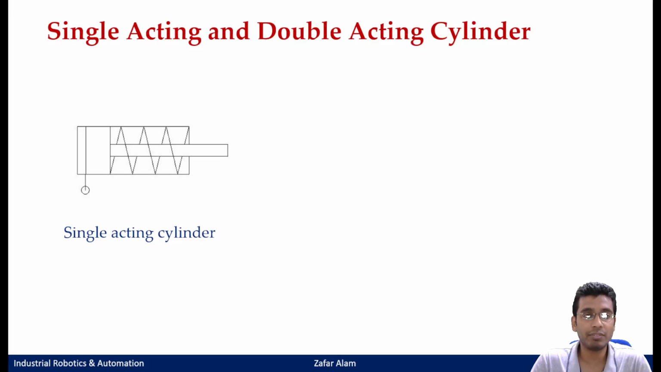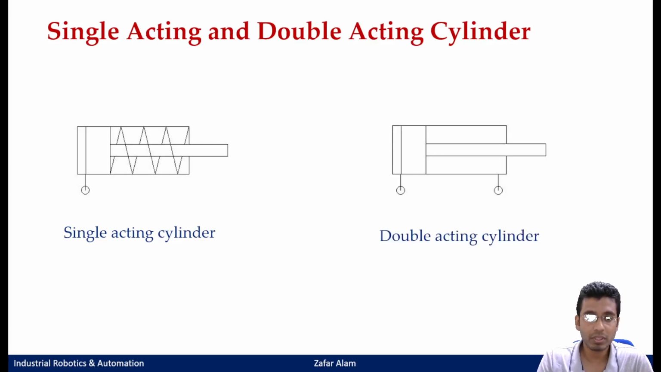And what is the force of retraction? You do not have any fluid pressure. Instead, you either have a spring force, or it is the weight of the object itself that is lifting, or any other force that is actually acting against it during your extension stroke. So either by the weight or the force of whatever load it is, or through your spring return mechanism. These are the two ways through which it returns, and its symbol can be seen here.